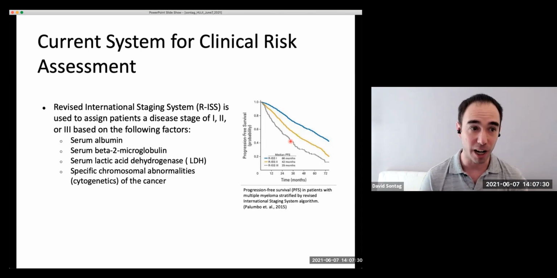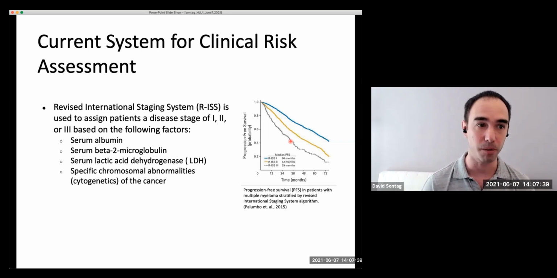Also, of course, patients really care about this because they want to have a sense of what they can expect in their life. You know, if they're in stage 3, then maybe that's the time that they quit their job and start to spend some more time with their family.